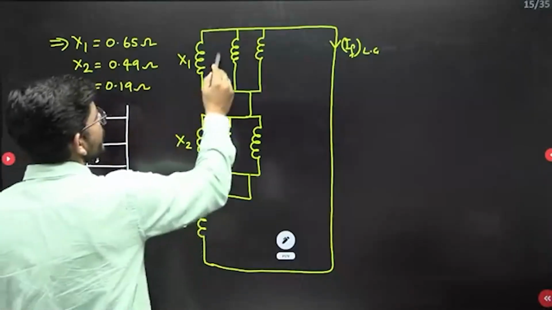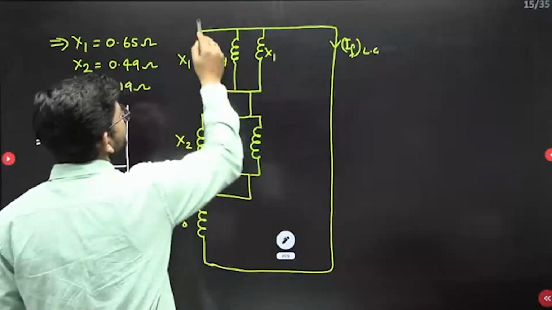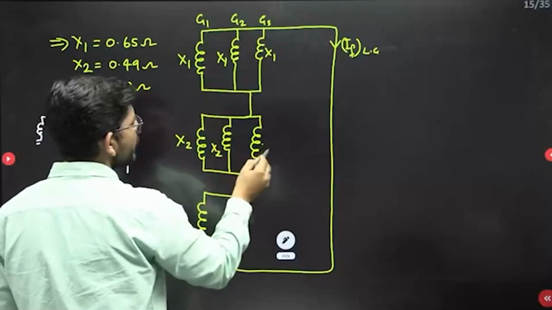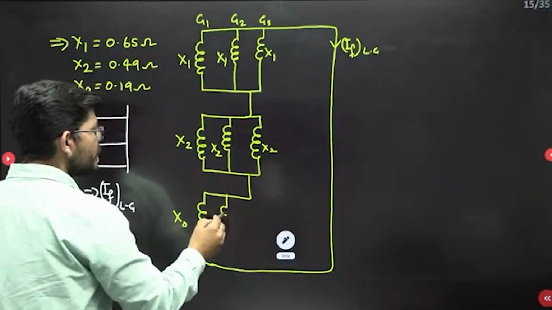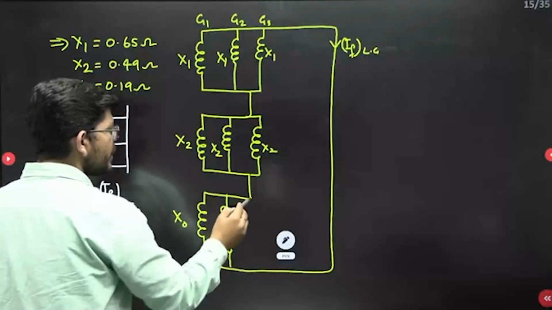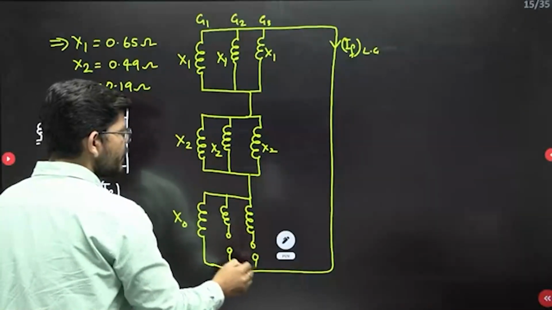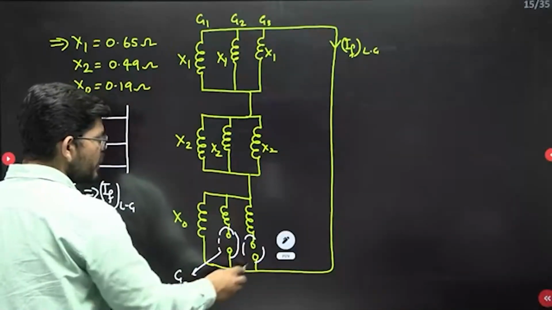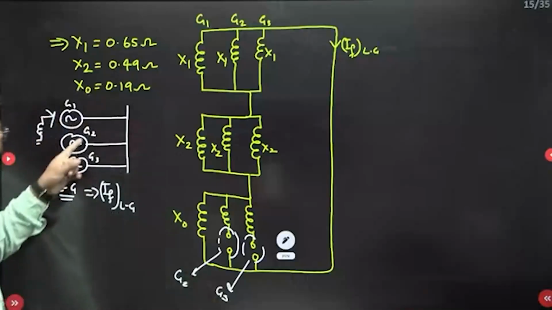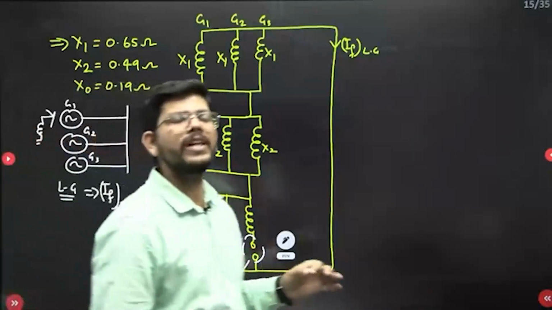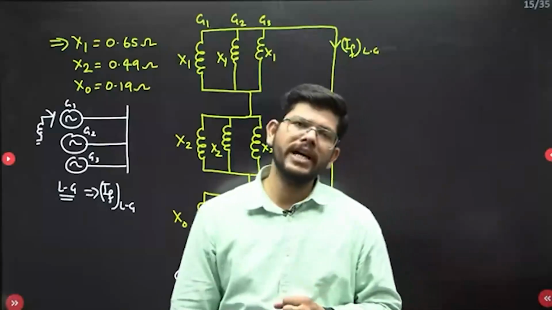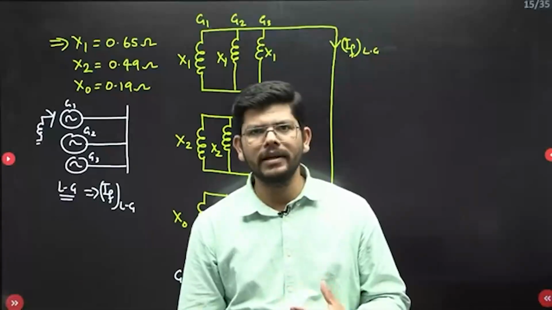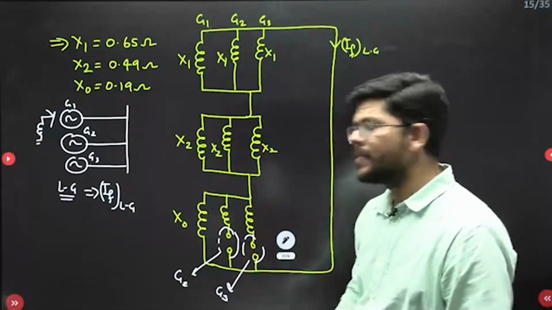So this is x1, this also will be x1, this also will be x1, this you are writing for G1, this for G2, this for G3. Similarly here also x2 and x2. Now what about this? This will be open circuited, and here also it will be open circuited. Why is this open for G2 and for G3? Because for G2 and G3 there is no ground return available. If there is no ground return available, zero sequence current cannot flow, and if there is no path for current anywhere, we represent it like an open circuit, isn't it? This is what we have done.